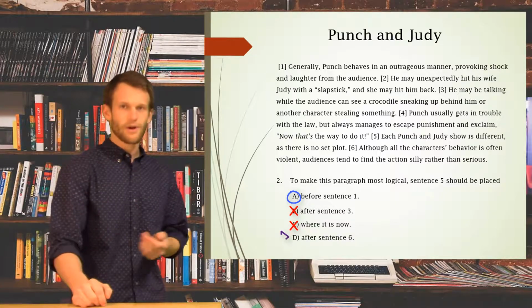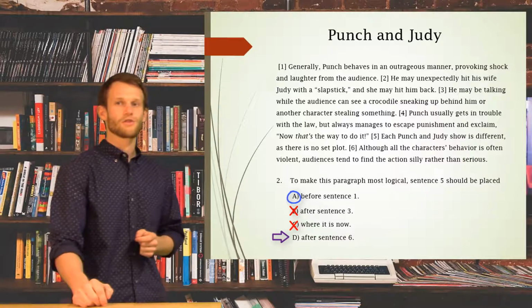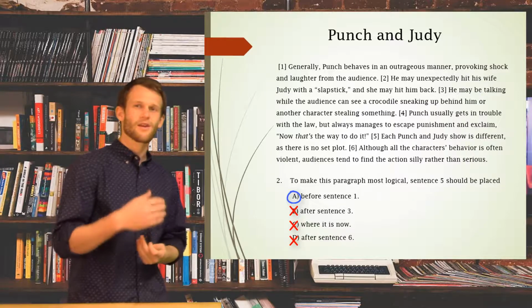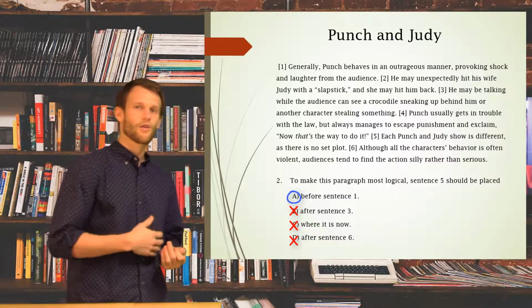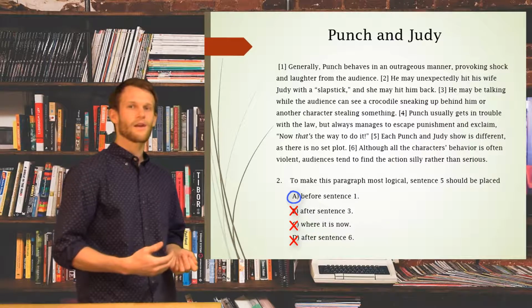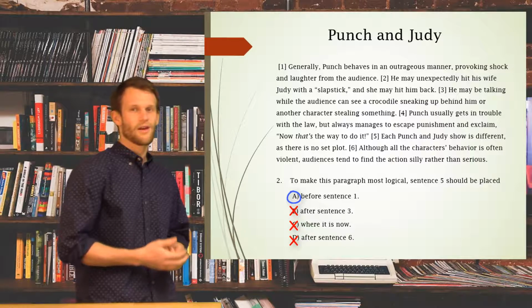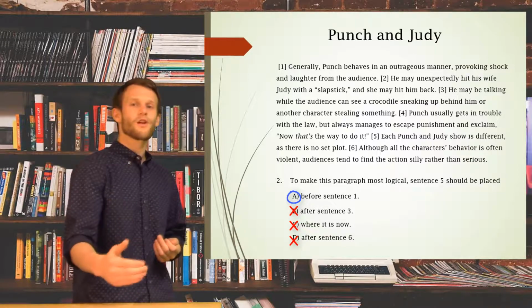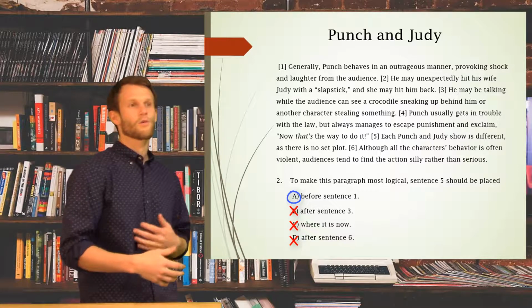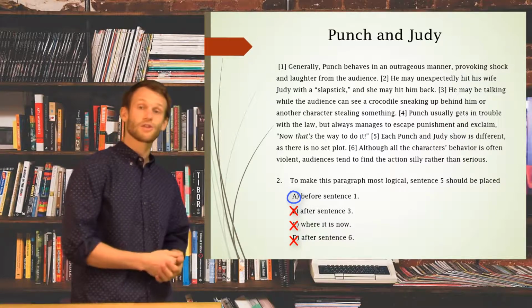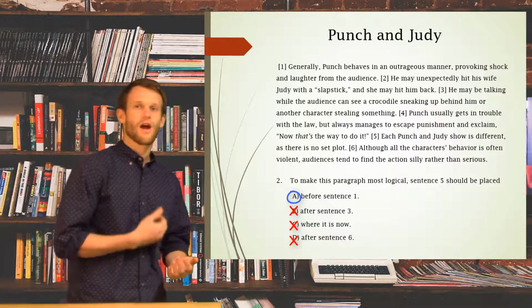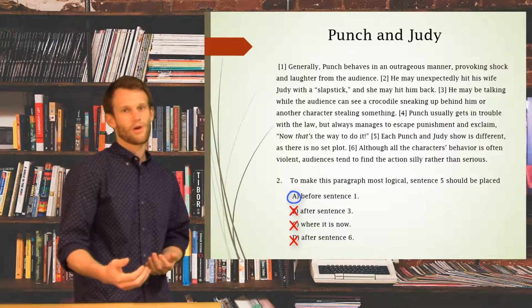And, of course, we could put it after sentence 6. That would make it a conclusion. But that doesn't really work because in this case, the conclusion, or rather the last sentence, "although the character's behavior is often violent, audiences tend to find it silly rather than harmful," is working back out to a general statement. But that general statement's more about the comedy or what goes on in the Punch and Judy shows. And sentence 5, what we're trying to place, is talking more about the overall structure of it.